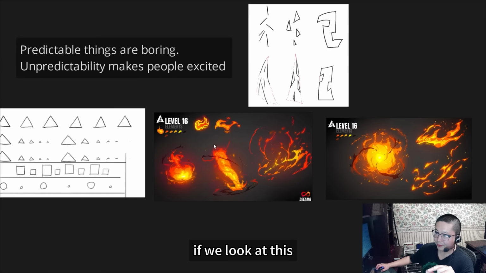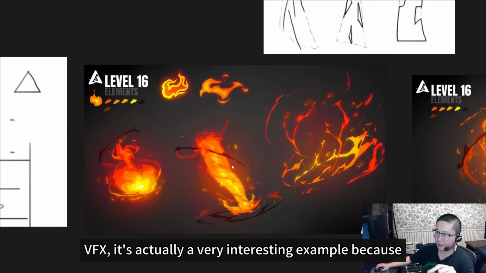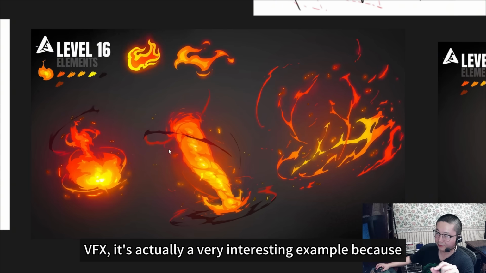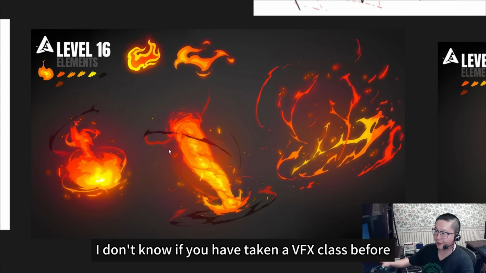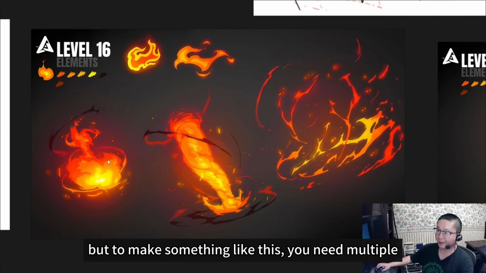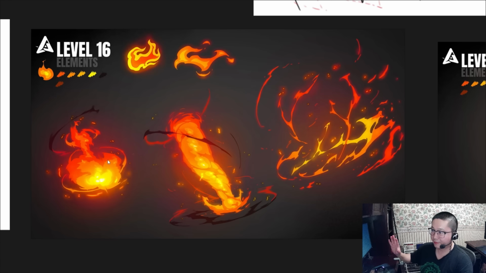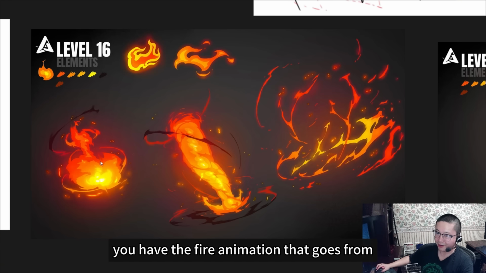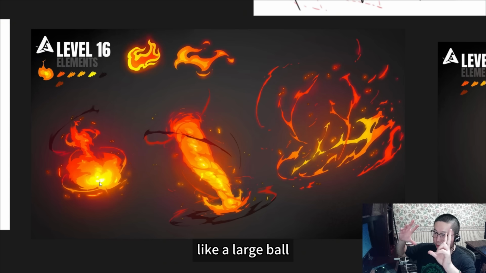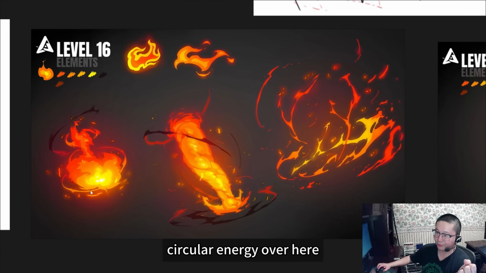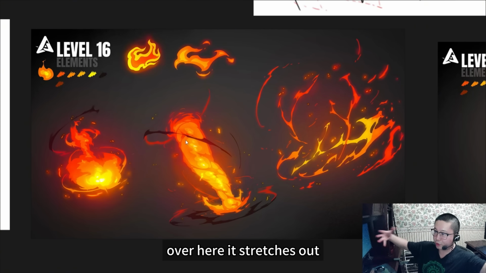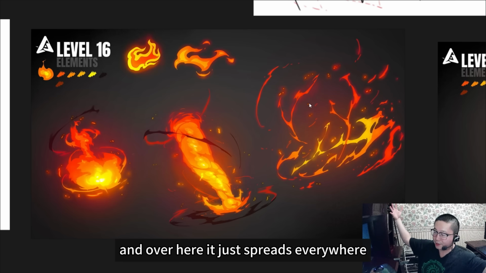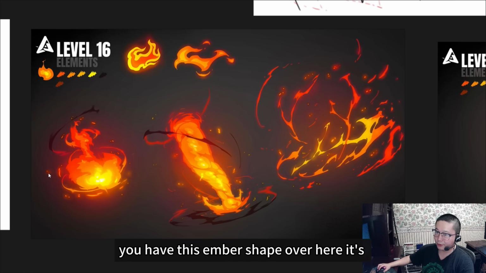If we look at this, VFX is actually a very interesting example because I don't know if you have taken a VFX class before, but to make something like this, you need multiple animations, right? You have the fire animation that goes from a large ball to a pillar shape to just fade out. And then you have those circular energy over here. It's kind of like an S shape. Over here, it kind of stretches out. And over here, it just spreads everywhere. You have this ember shape.